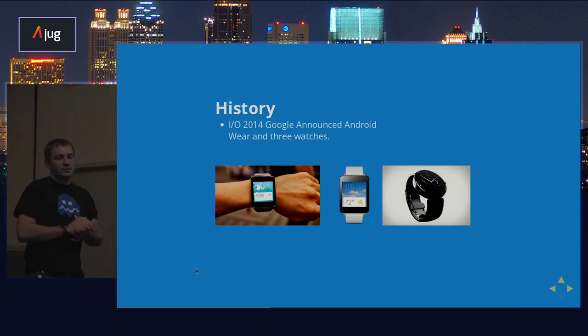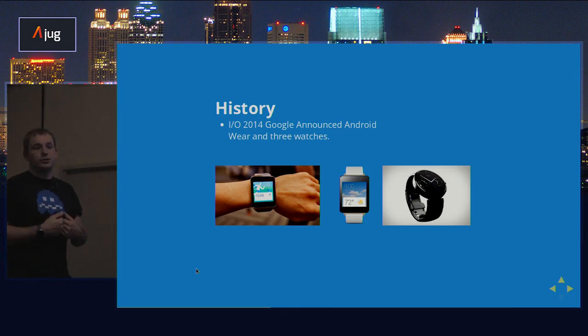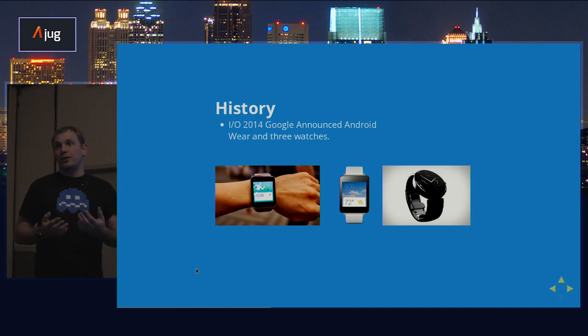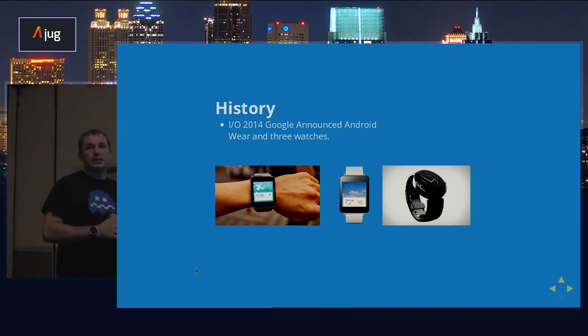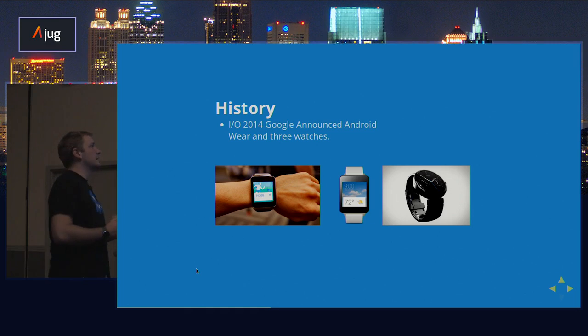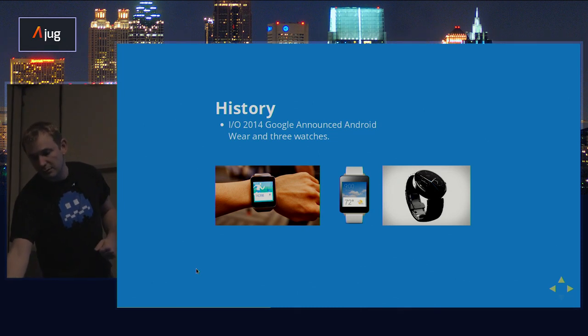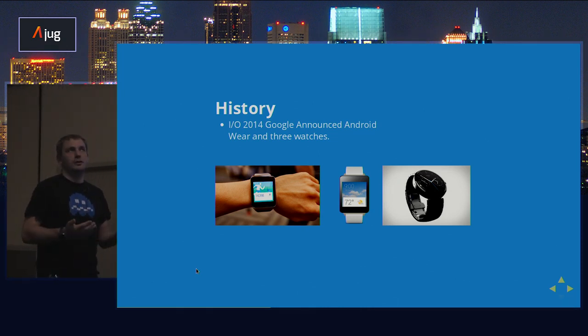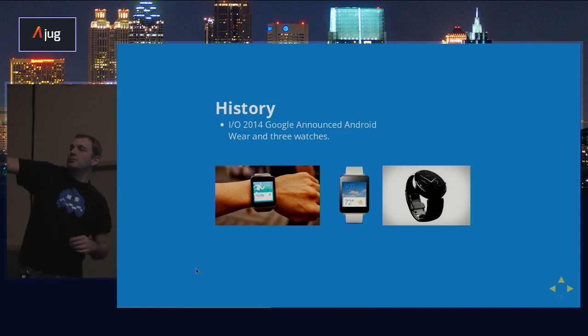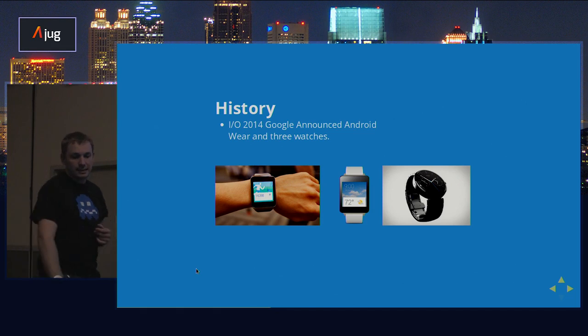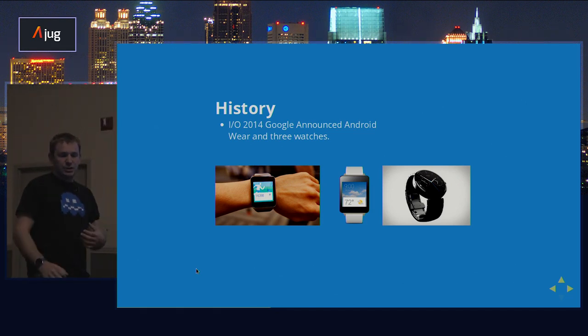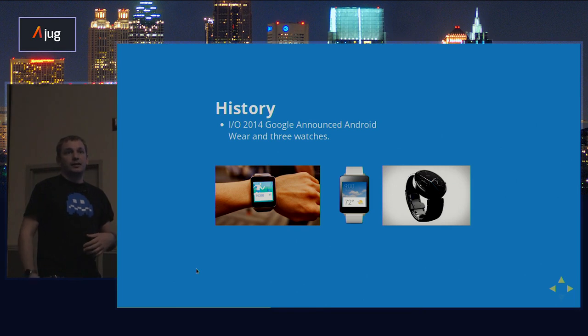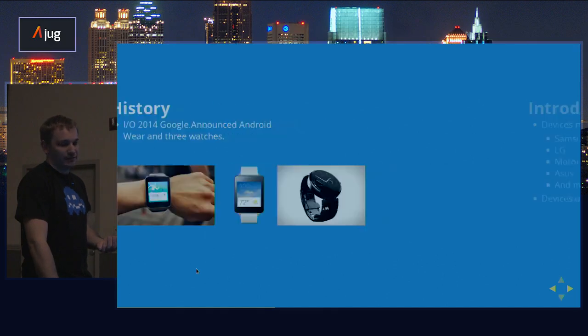So for Android Wear specifically, at Google I/O in 2014, Google announced Android Wear and 3 watches that would go with it: the Samsung Galaxy watch, LG's G Watch, which is what we're raffling off today, and the Moto 360, which is actually a round smartwatch and is kind of snazzy. That was really the first time we had seen Google's answer to this, and the first time we had seen the Android Wear platform.